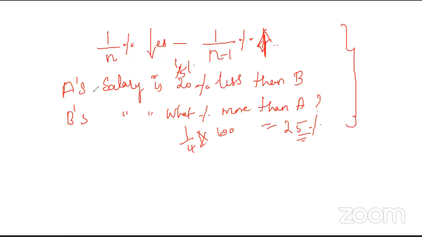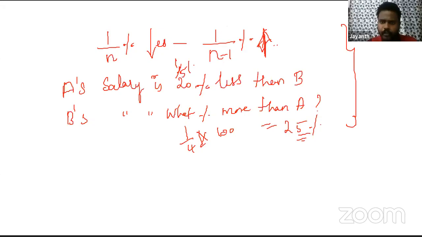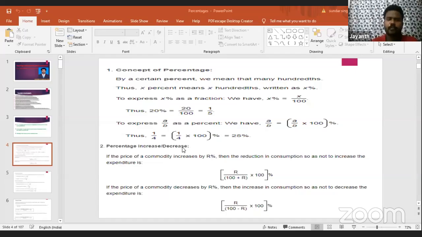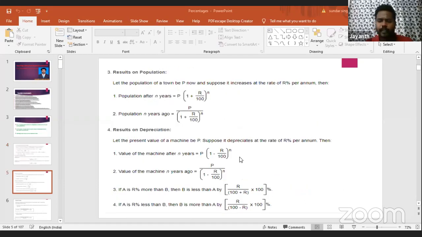Okay, I'll show you the slides so that you'll come to know. Listen here, guys, I'll explain. If the price of a commodity increases or decreases, for example, if the price increases by R percentage, then the reduction in consumption is what? I'll give you examples. I'll write and explain. Without giving examples, you won't understand.